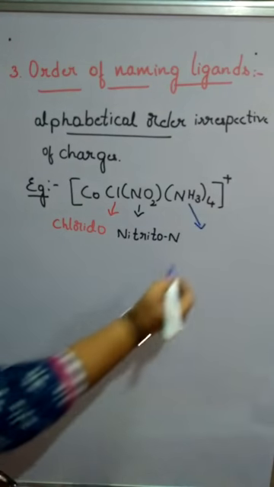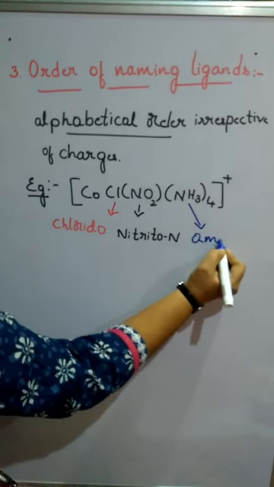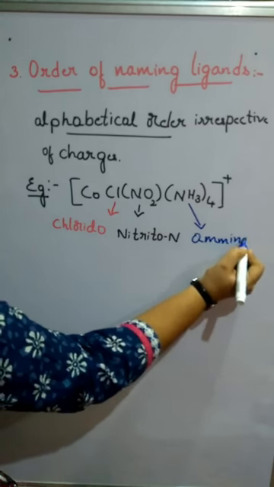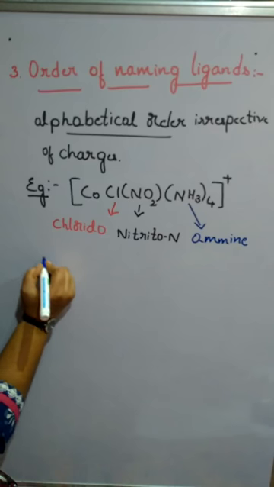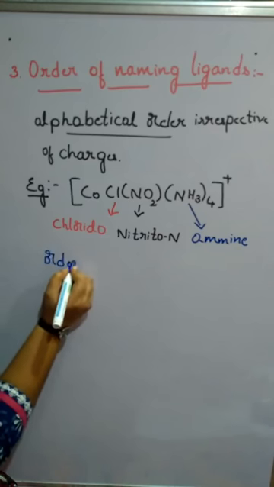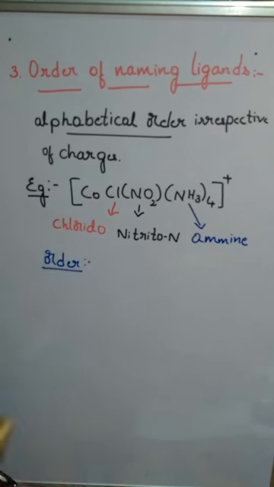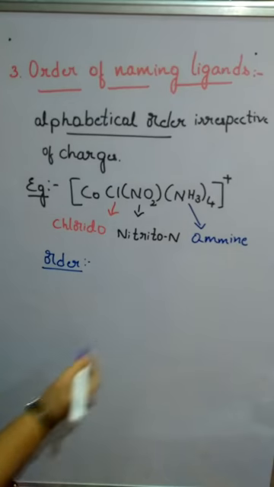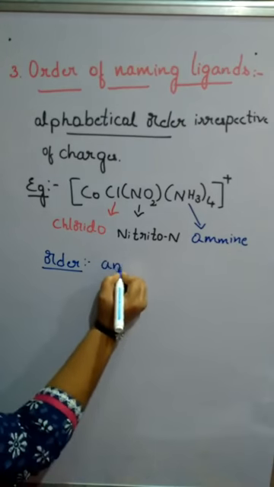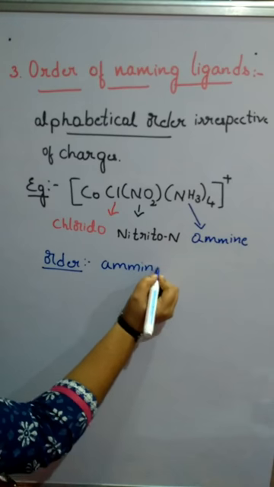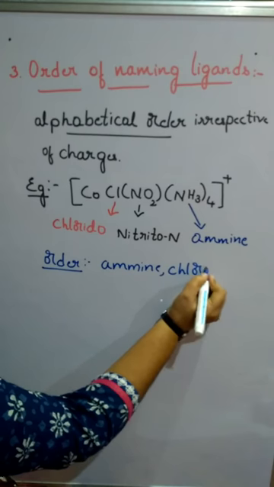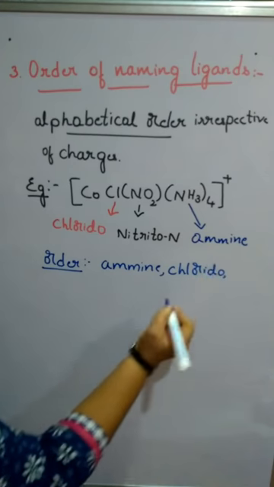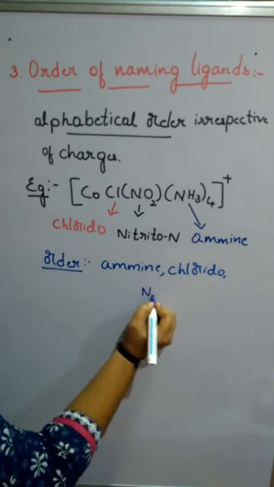Next one is NH3. The name of the ligand is ammine. So the order of the ligands will be according to the alphabetical order. Ammine comes first. Then chlorido comes. Then it is nitrito N.